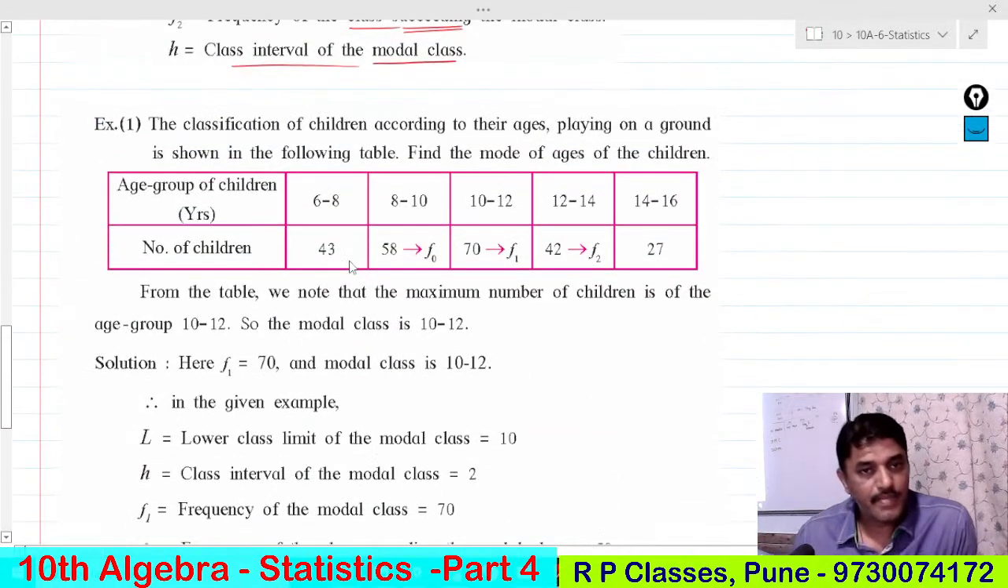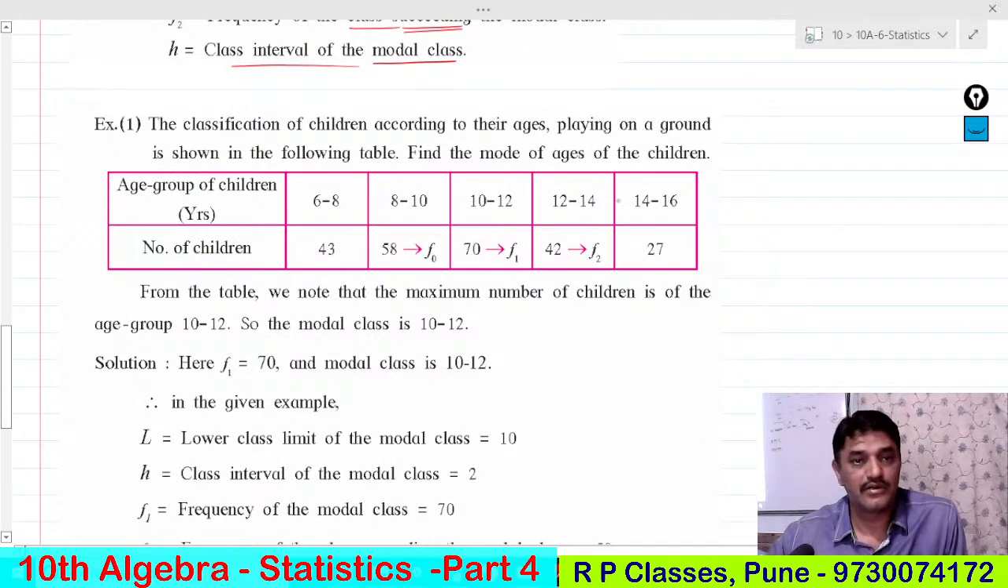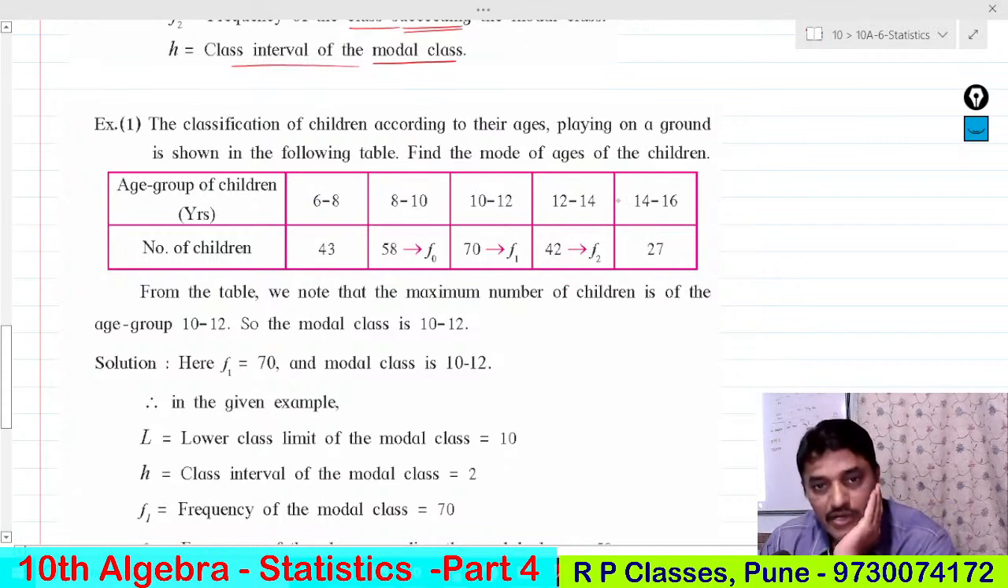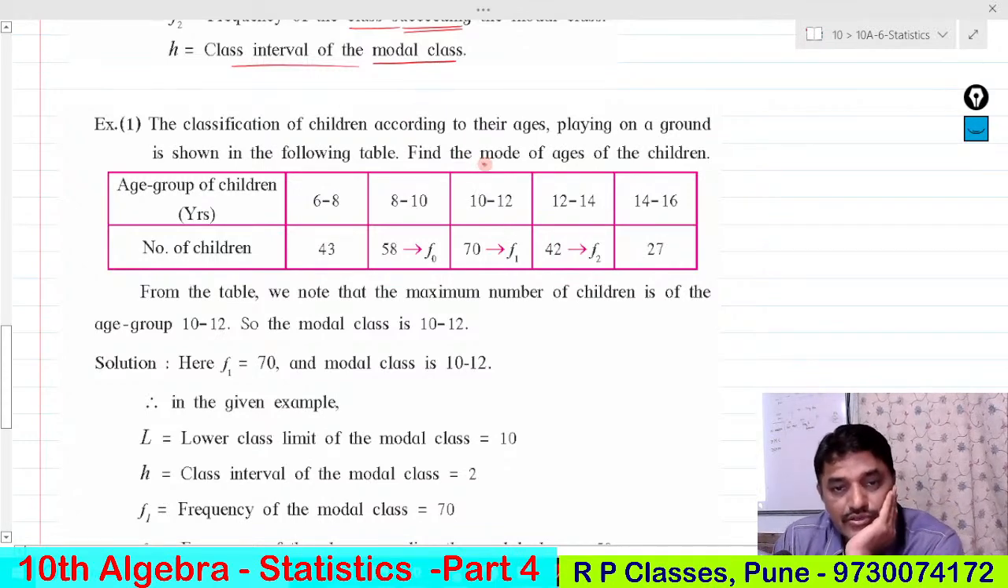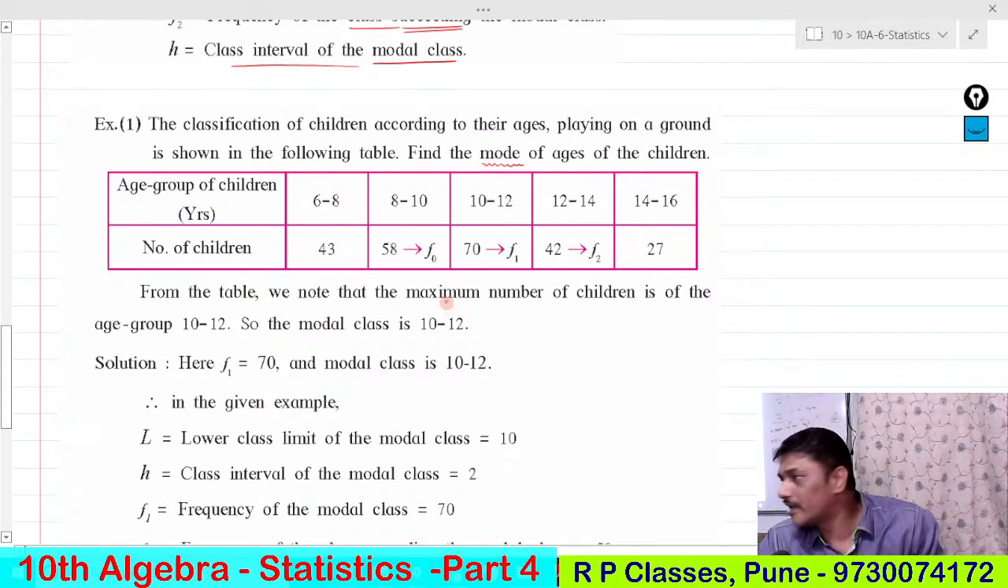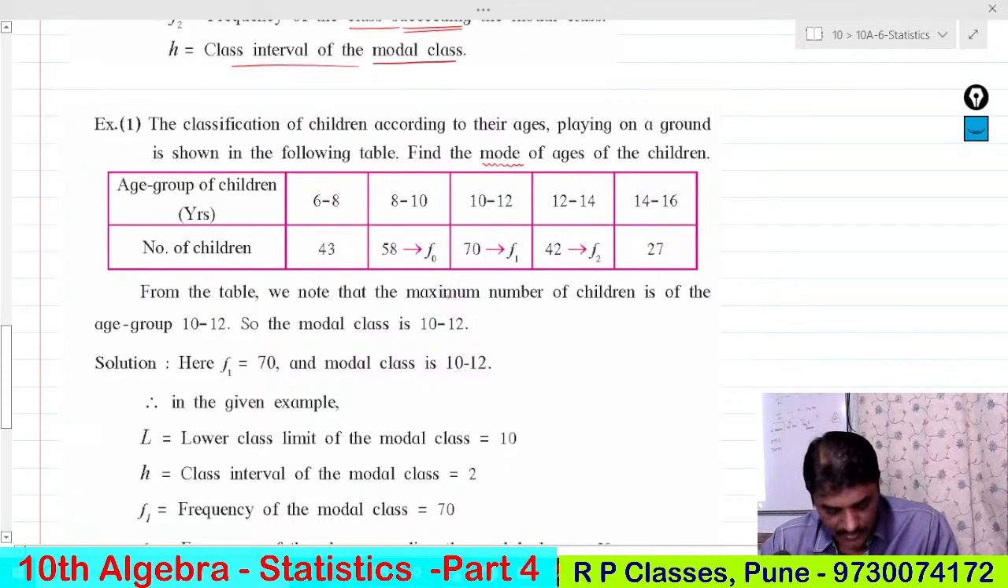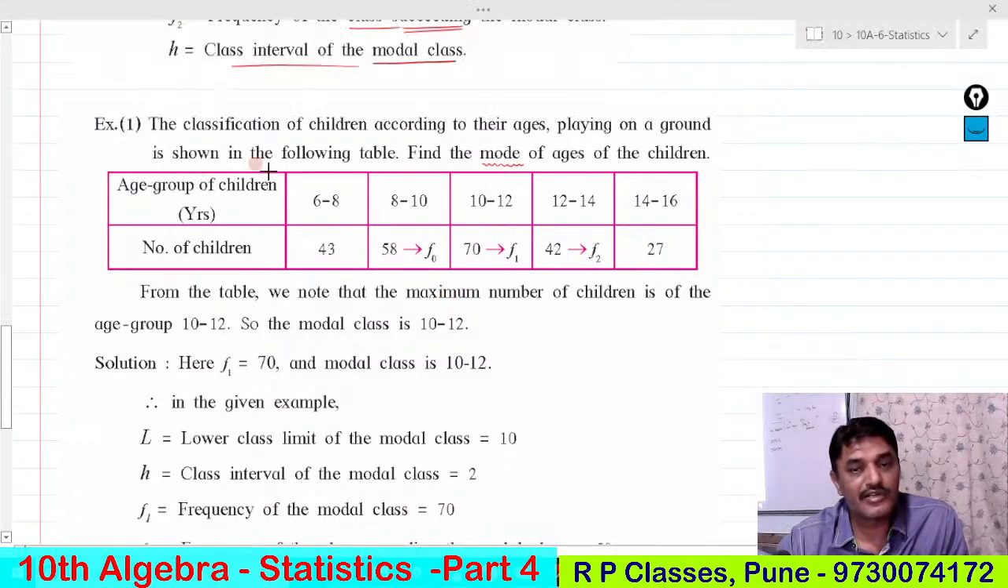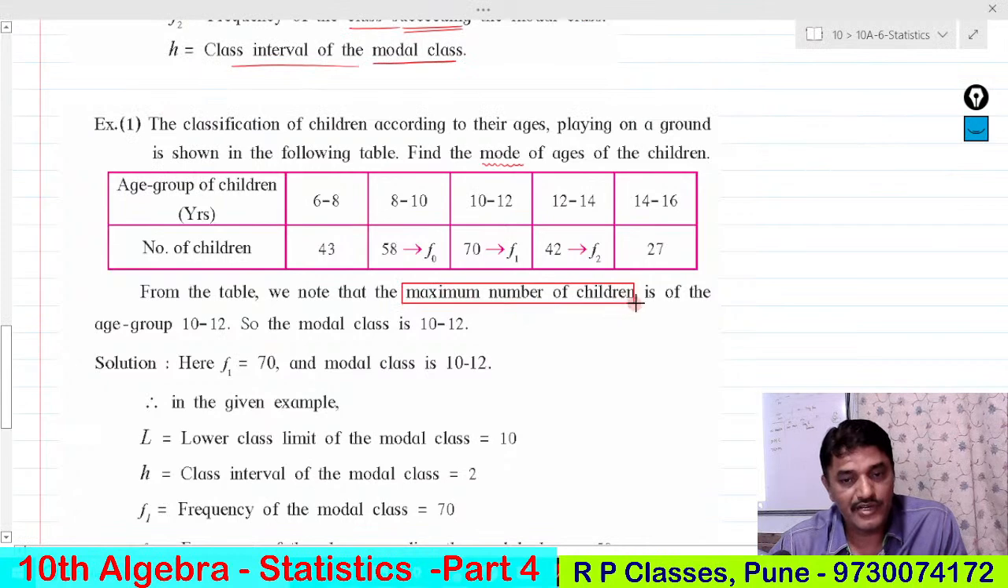This is an example. The classification of children according to their age playing on the ground is shown in the following figure. Find the mode of the ages of the children. The distribution is given here. From the table we know the maximum number of children is in one age group. What is the mode? The maximum number of entries. So here we have to see which is the maximum. Yes, this is the modal class.